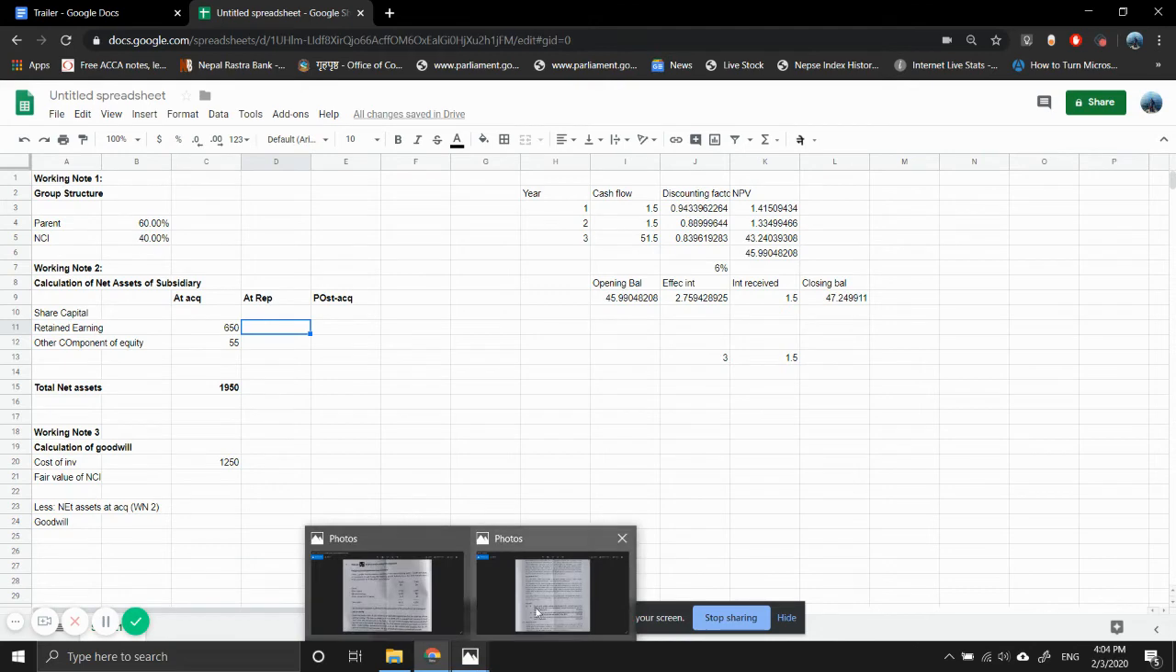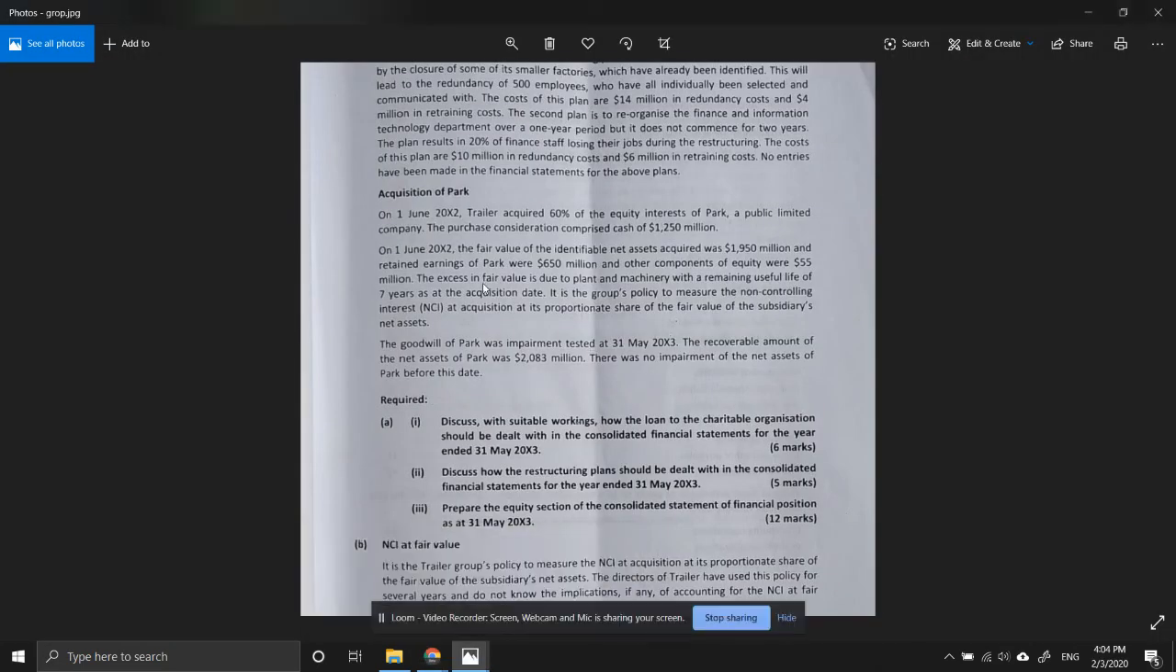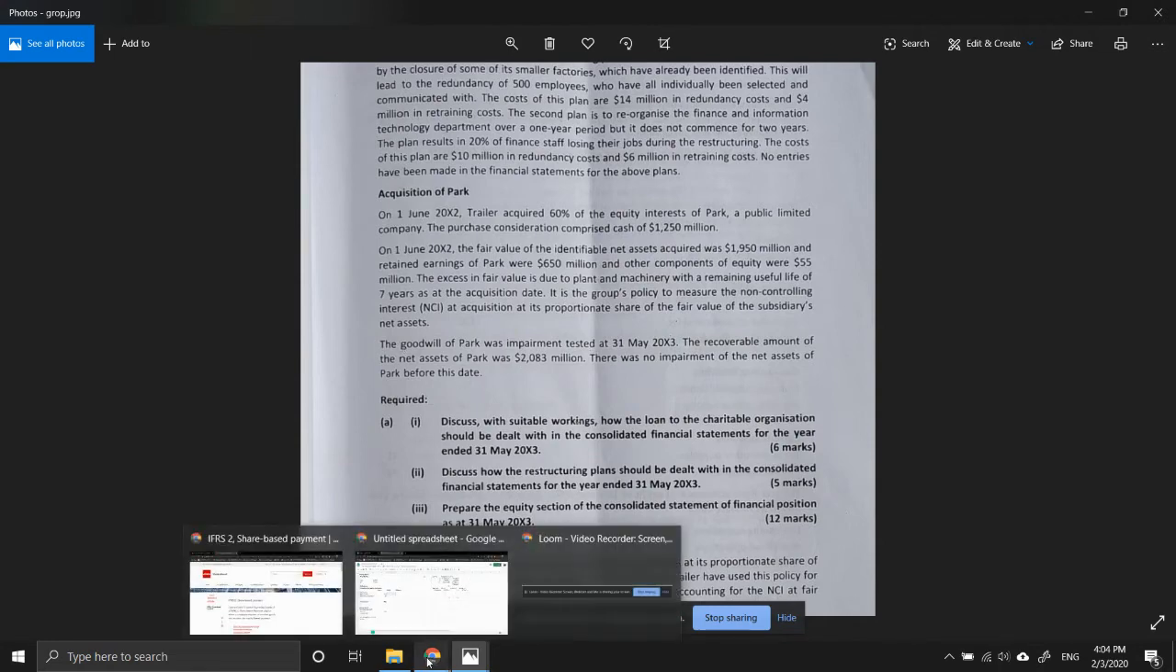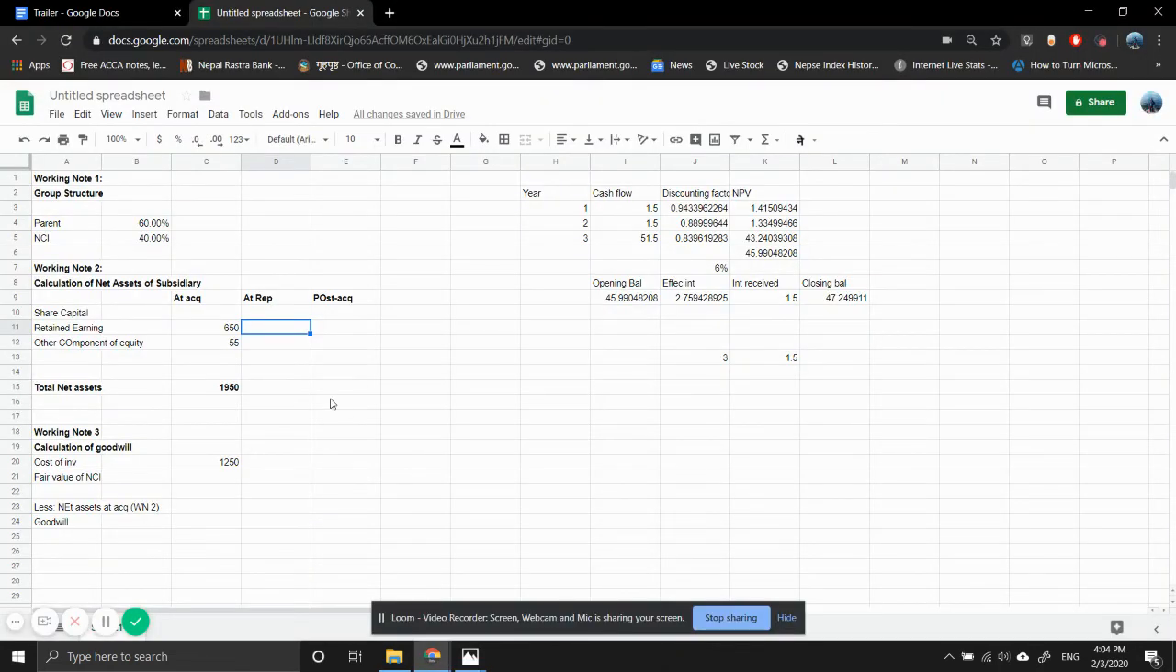And then anything else that we are given. Excess is due to plant and machinery which had a remaining useful life of 7 years at the acquisition date. It is group policy to measure the non-controlling interest at acquisition at its proportionate share of fair value of subsidiary's net assets. Okay, so no, not fair value of goodwill. Okay, so let's do something over here.